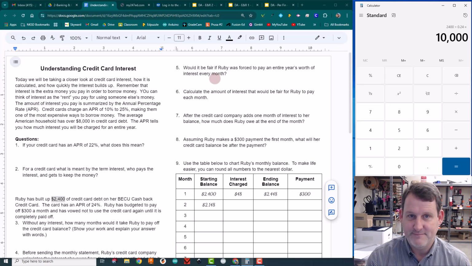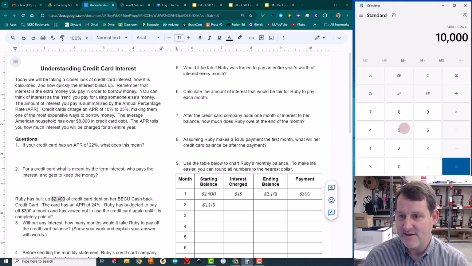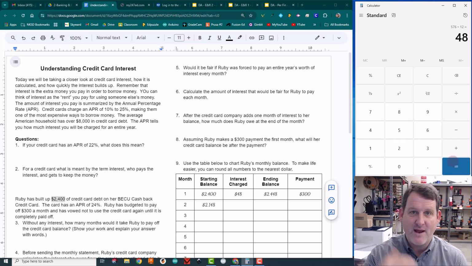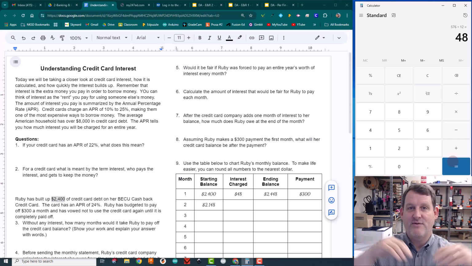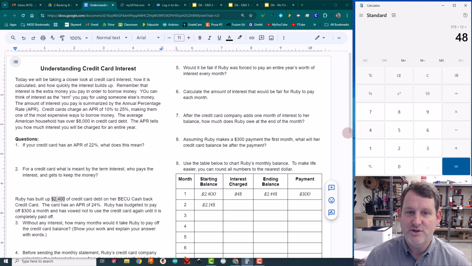All right, number 6. Calculate the amount of interest that would be fair to pay each month. Well, there are 12 months in a year. So if we take our 576 and we divide that by 12, we get $48. So she pays $48 a month. In a year, she'd pay $576. So make sure to show your work here. 576 divided by 12 equals $48 a month in interest. So now we have our monthly interest amount.